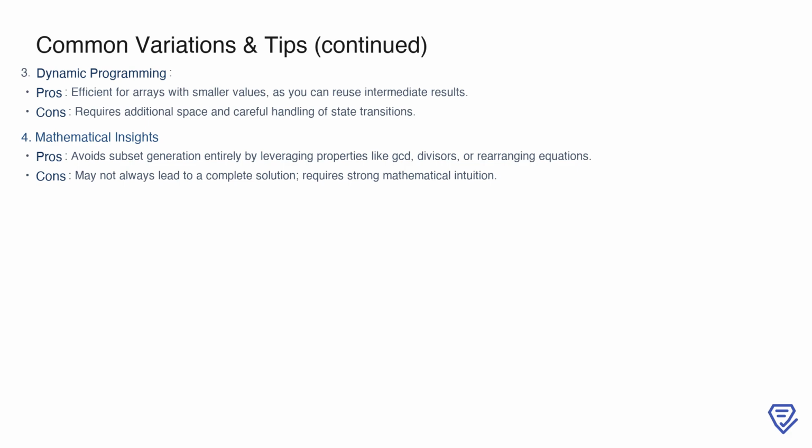Finally, leveraging mathematical insights can be a powerful alternative. For example, you might use properties like the greatest common divisor, divisors, or rearrange equations to simplify the problem and avoid generating subsets altogether. The advantage of this approach is its potential to significantly reduce computational overhead. However, it does require strong mathematical intuition, and in some cases, it might not lead to a complete solution. Balancing these approaches and understanding their trade-offs is key to tackling this problem effectively.